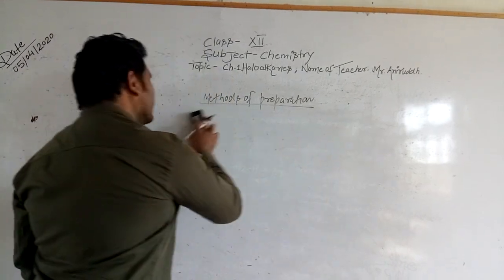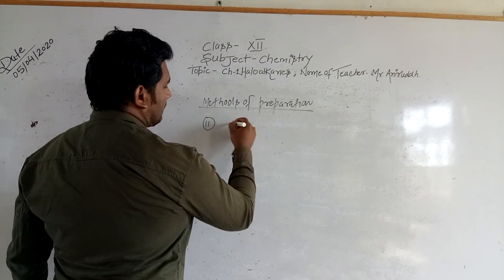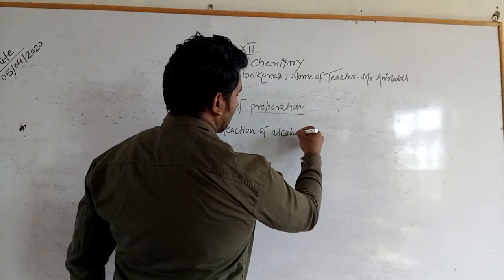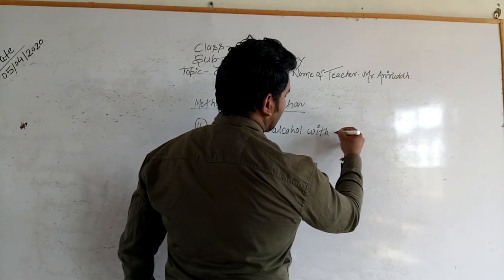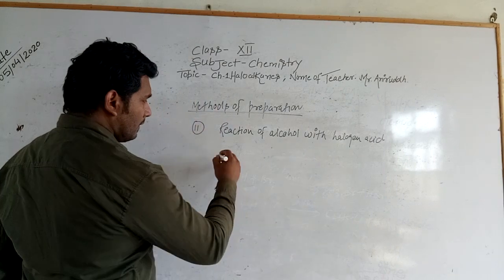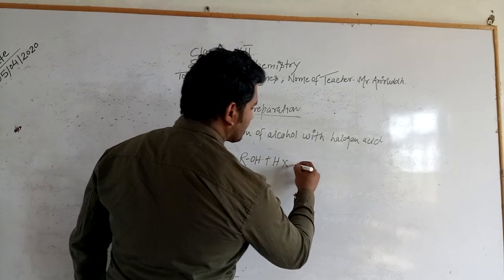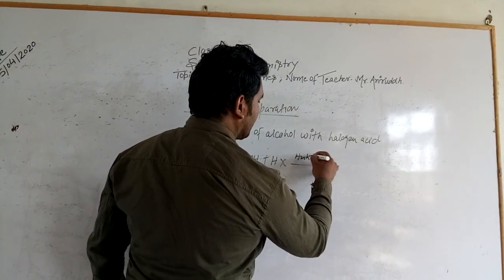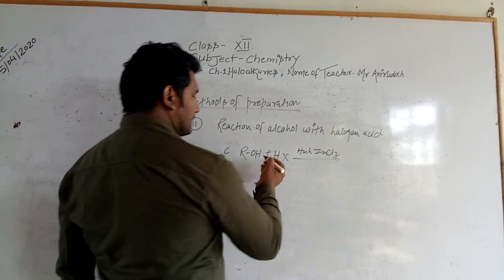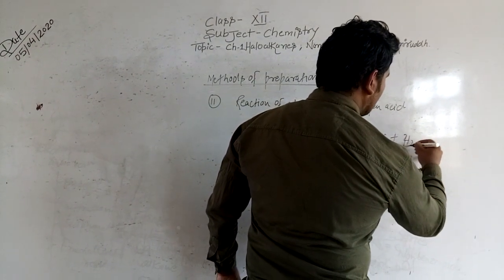Now, the second method for preparing the haloalkane is the reaction of alcohol with halogen acid. Where an alcohol like ROH is treated with HX in the presence of anhydrous ZnCl2, then what will happen? A dehydration reaction takes place and the OH is substituted by X negative, giving RX plus H2O.